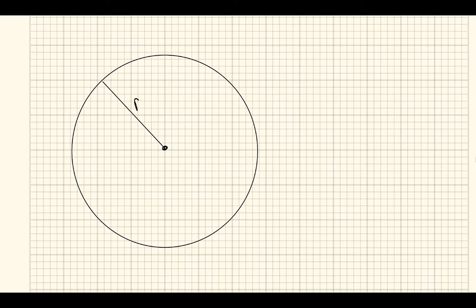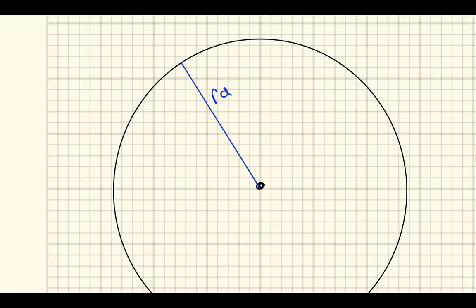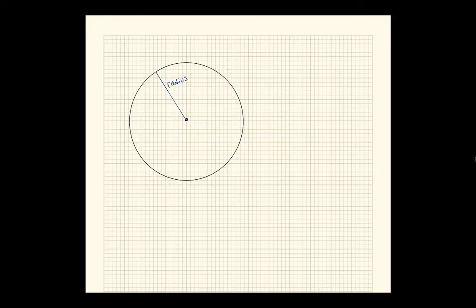I color coordinate these things. Every circle has a radius. Twice the radius, or that full distance from one end to the other that goes through the center, is called the diameter.